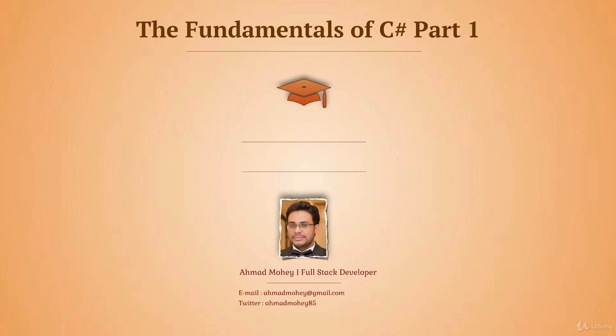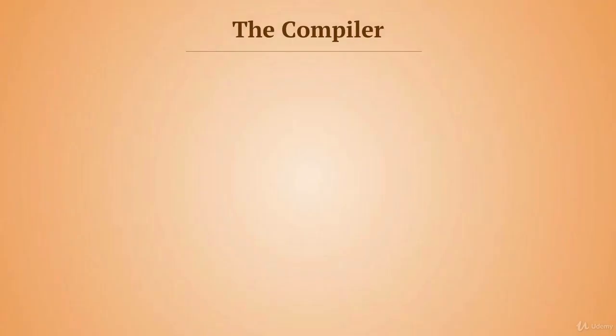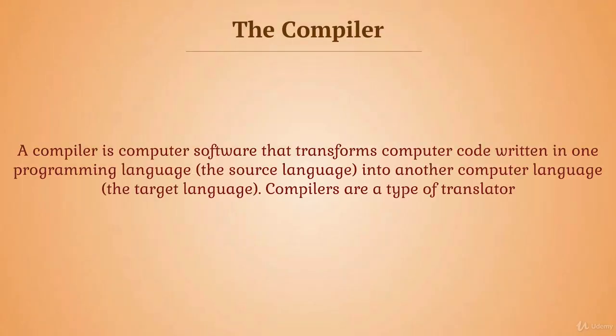Welcome back. Now it's time to look at a very important concept, which is compilers. What is a compiler? A compiler is computer software that translates code that you have written in a specific programming language, for example C#, into another language, for example machine language or the assembly language that you have seen in the previous lectures. So think of it as a translator.